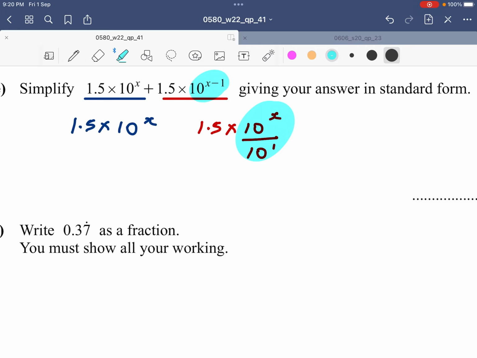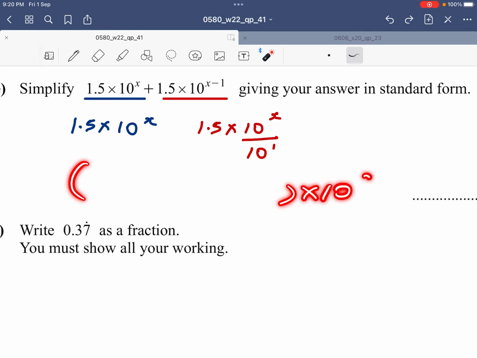Once I change the format, it's very obvious that I want to turn this to be just 10 to the power of x. I don't want this divided by 10. I don't need this one. I want to make sure it's the same, then after that, I can factorize it.